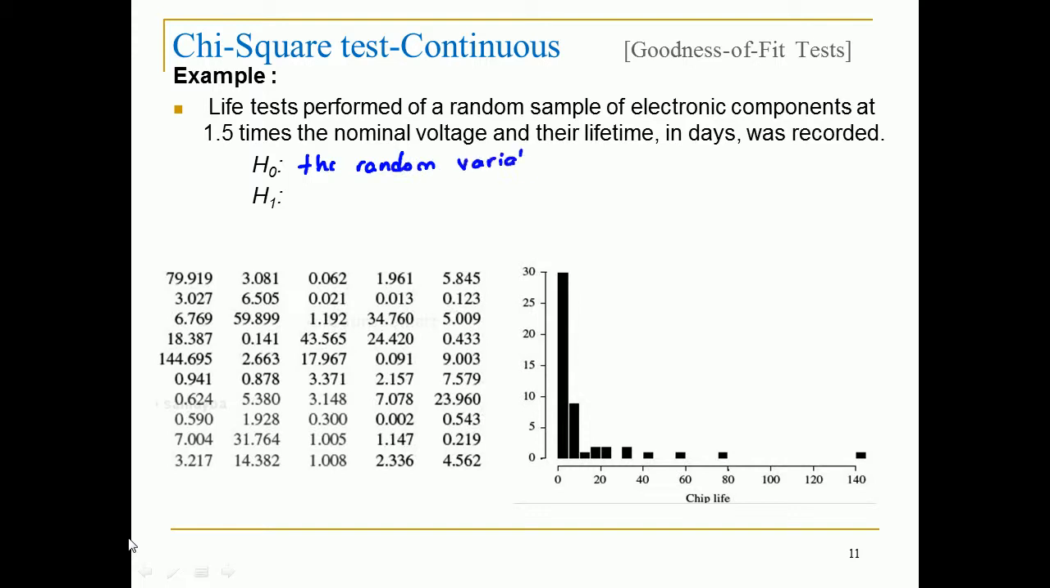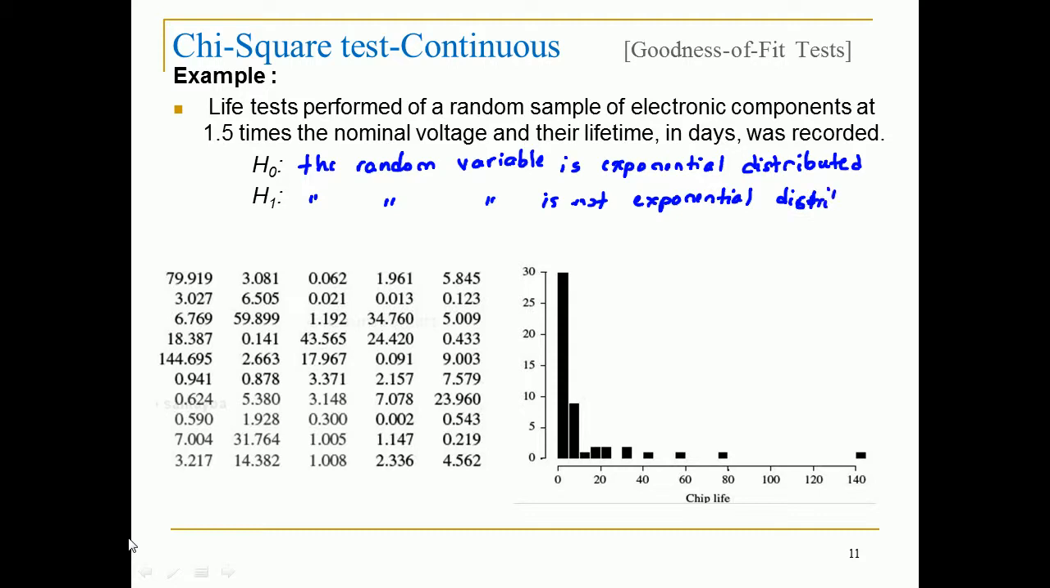So we have the null hypothesis that the random variable is exponentially distributed, and your alternate hypothesis is that the random variable is not exponentially distributed. Okay, and that's what we want to test.